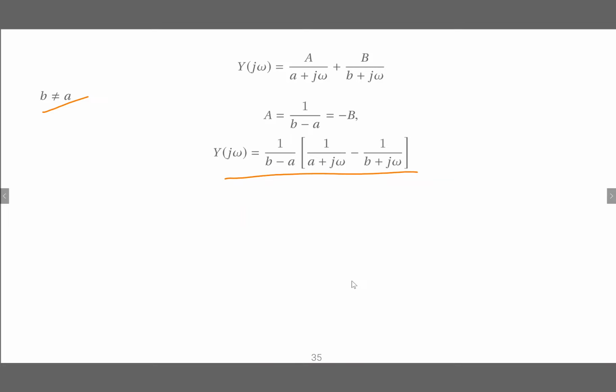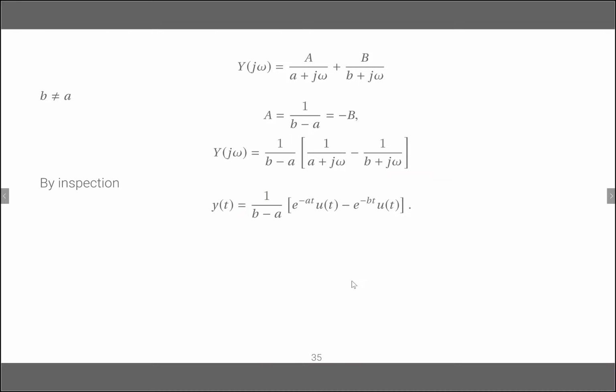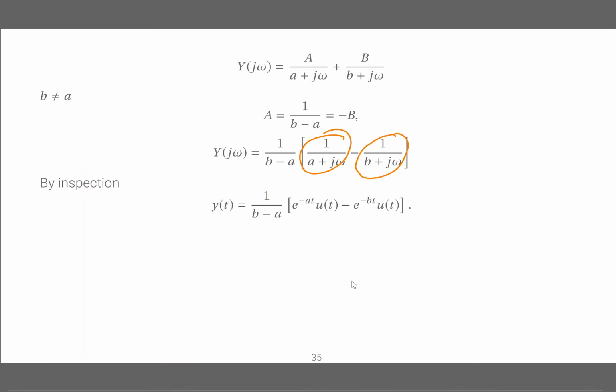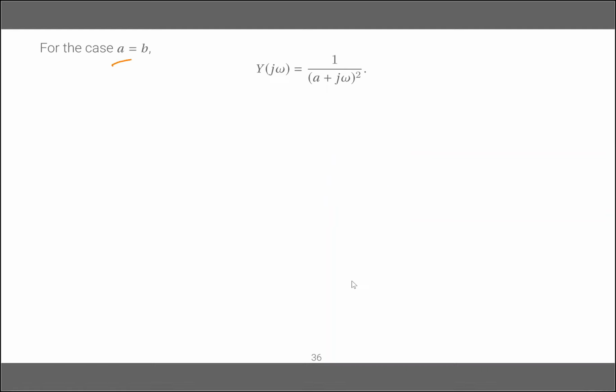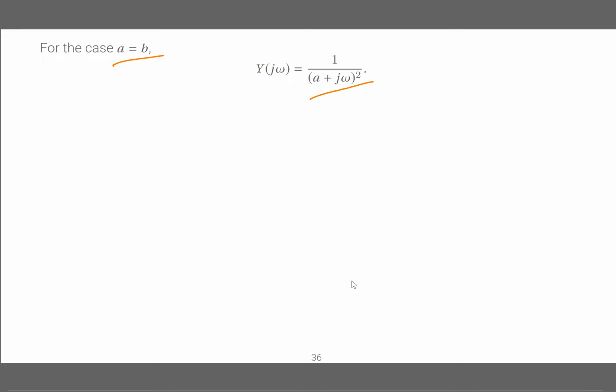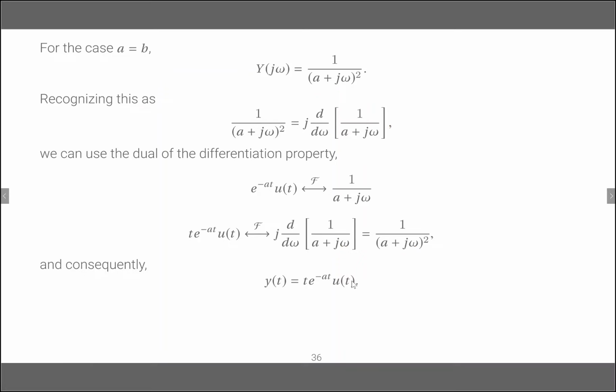Take some time on your own to do the partial fraction expansion. Then by inspection, we know what these signals look like in the time domain if their Fourier transforms are 1 over a plus j omega and so on. This turns out to be e to the power of minus at u(t), and this is e to the power of minus bt u(t). But if a is equal to b, we have this form. For that, we have to use the Fourier transform tables.